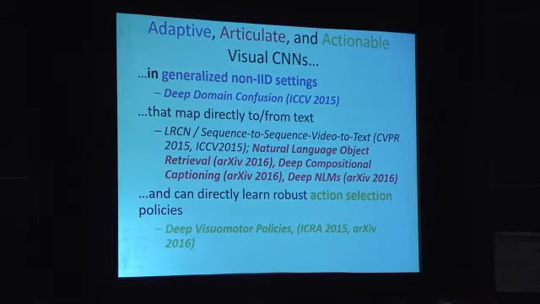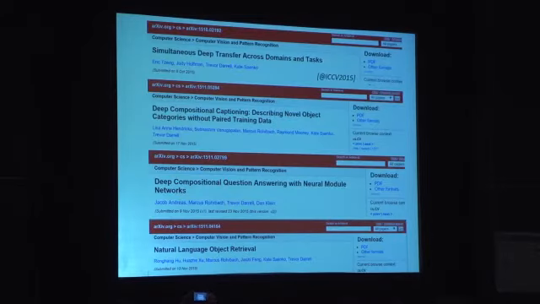I've summarized these three topics that are really exciting to show how deep learning is bringing different fields of AI together: core machine learning for domain adaptation, vision, language, and robotics. And these are the archive papers that I mentioned today.